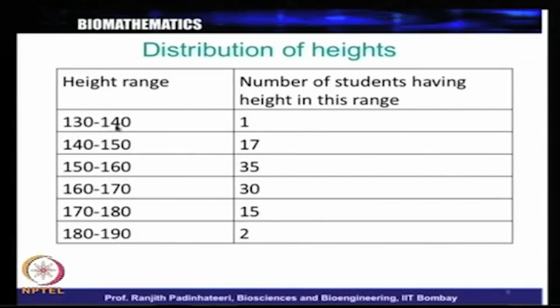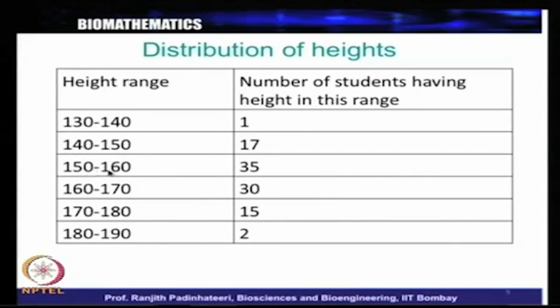How many students are there having a height in the range of 130 to 140 centimeters? This height range is in centimeters. Between 130 and 140 centimeters, just one student. How many students have height between 140 and 150 centimeters? Let us say there are 17 students. So this column is the number of students having height in this range.